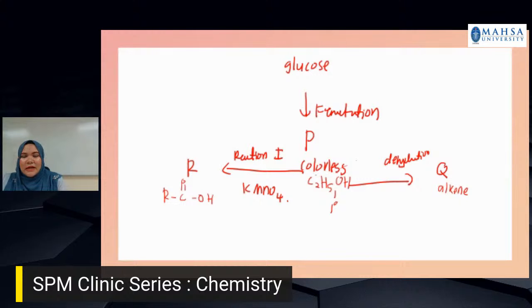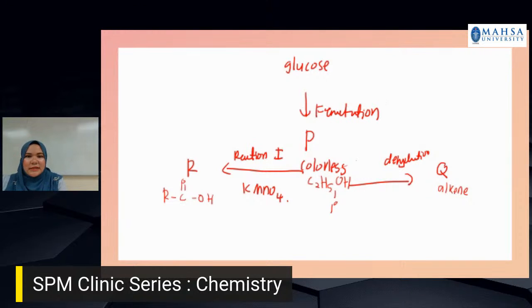Oxidation of secondary alcohol will produce a ketone. And oxidation of tertiary alcohol, no reaction. The reason is because there is no replacement for the hydrogen. If you can see, for tertiary alcohol, you don't have any hydrogen. Okay, so this is all the information that you can get from the diagram. So the question is, you need to find the molecular formula, structural formula, and homologous series of your structure.